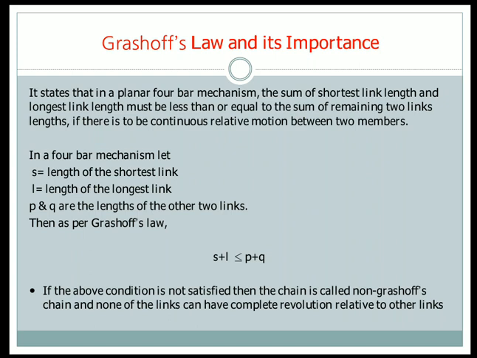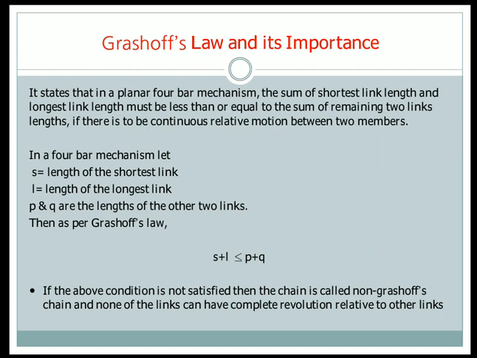So let us consider a 4-bar mechanism and S be the length of shortest link and L be the length of longest link. P and Q be the lengths of the other two links. So as per the Grashoff's law, the sum of S plus L should be less than or equal to the sum of P plus Q.